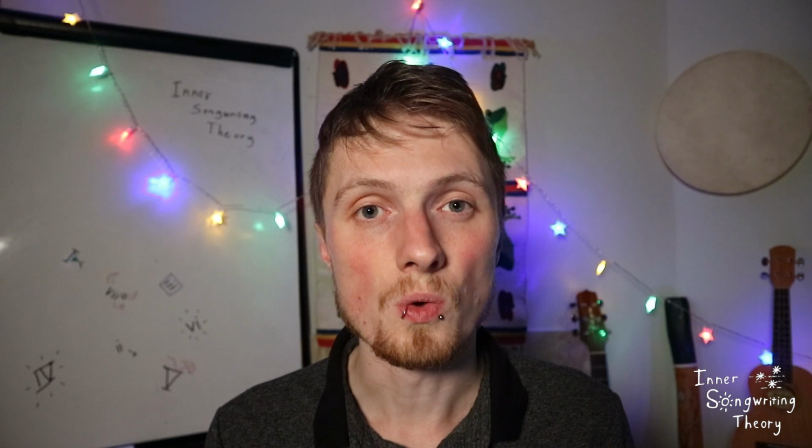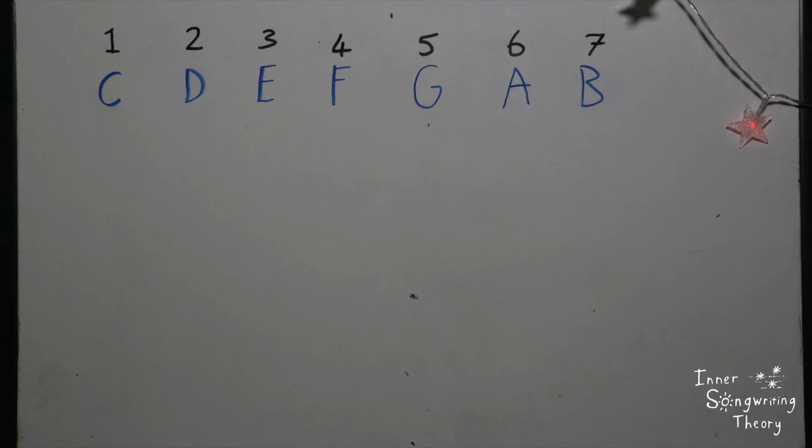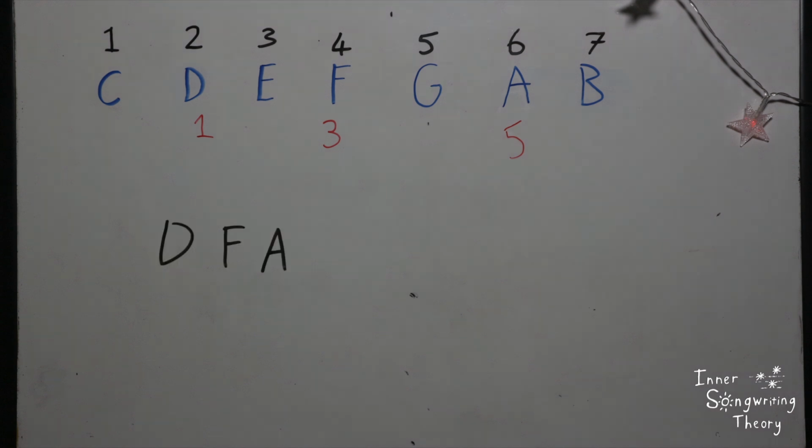Seems obvious, right? Let's try starting on another note. So this time, let's make D our first, E becomes our second, F our third, G our fourth, and finally A our fifth. If we drop the 2 and 4 and isolate the root, third and fifth, we get D, F, and A. D, F, and A form a D minor chord.